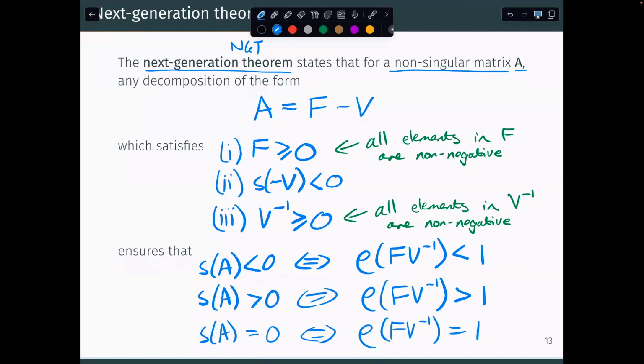Again, it seems at this point like we're just making the problem more complicated. But the key thing is that this is just shifting the eigenvalue problem. Finding the eigenvalues of this matrix A might be difficult. Typically, finding the eigenvalues of this matrix here is way, way easier.